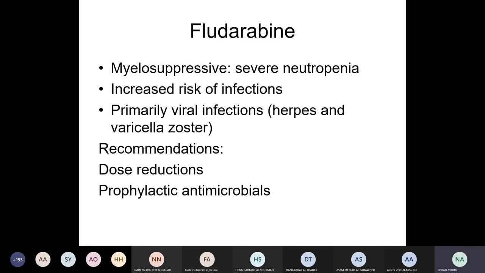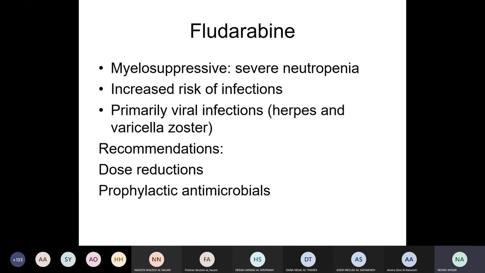فالفلودارابين is highly myelosuppressive. The neutropenia is delayed and prolonged and sustained. The risk of infection is very high. فعشان هيك فلودارابين based regimen, لما بيكون في فلودارابين بالبروتوكول, we are concerned of fungal infections, bacterial and viral infections. يعني في risk إنه يصير مع المريض herpes simplex infections, zoster infections, يعني viral infections.